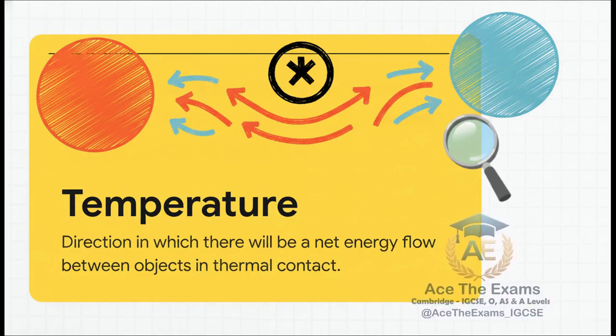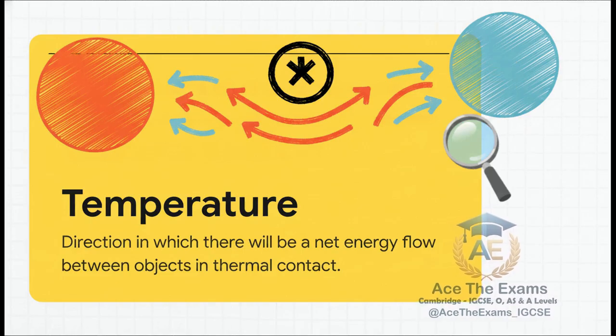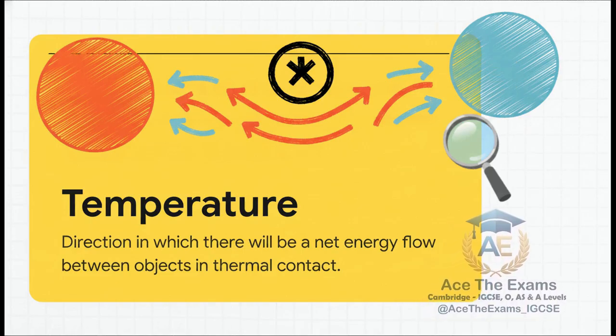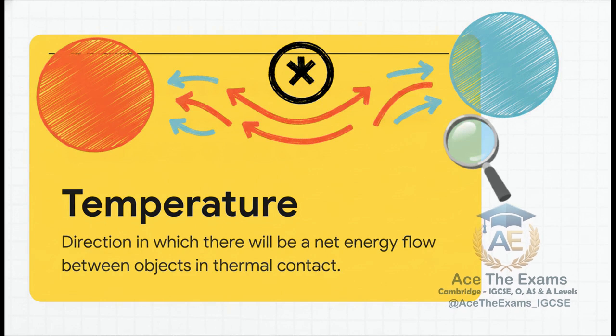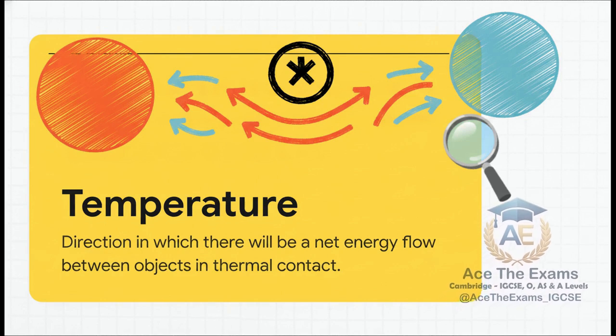Thermal energy will always tend to flow from an object at a higher temperature to an object at a lower temperature. That is the fundamental rule dictating the direction of thermal energy traffic. But it's the net energy flow that defines the temperature relationship. You have to be precise.